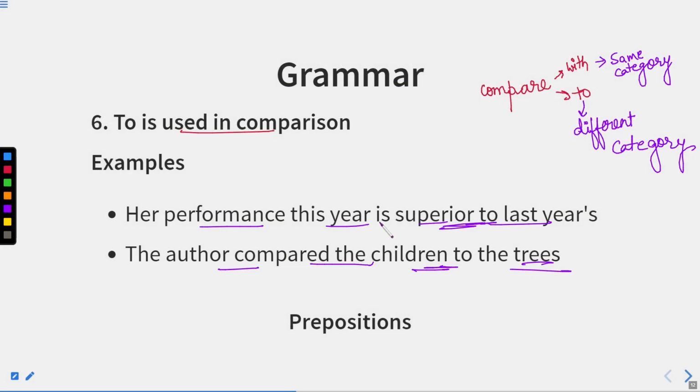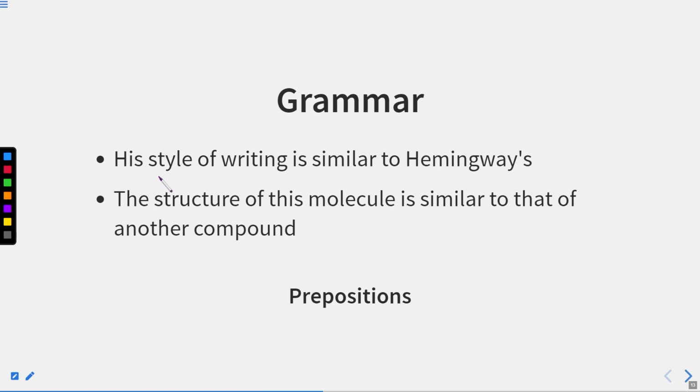Now let us get back to our slides. Now, his style of writing is similar to Hemingway's. So similar to, we can use the word similar to. The structure of this molecule is similar to that of another compound. So we are using similar to. Obviously, when we are comparing these two things with each other and they are showing some similarity, for this word similar, I'm using "to", because with similar, we can only use the preposition "to" and nothing else.